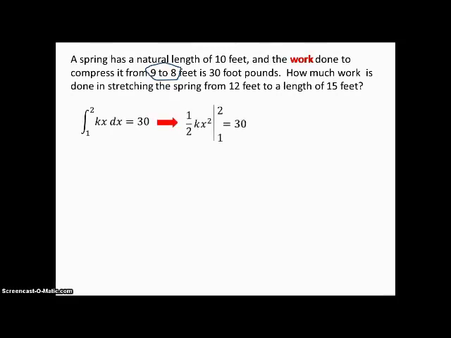So we solve the integral. We get 1/2 kx squared from 1 to 2 equals 30. You plug in 2 squared is 4, minus 1 is 3, times 1/2 is 3/2, and so k is 20.